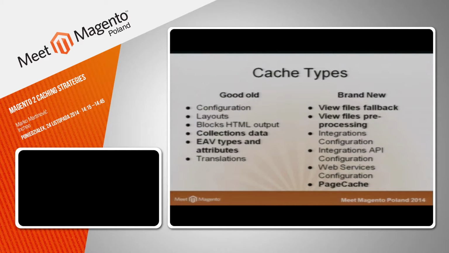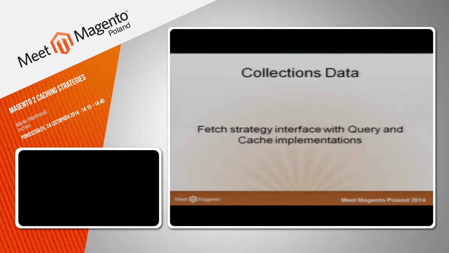So let's proceed to collections data cache. The collections data cache exists in Magento 1. It's there implemented as a part of the Varien DB collection class. Now in Magento 2, with all this abstraction, we have a fetch strategy interface, and the actual loading of data for a collection in Magento 2 is delegated to this interface, which then transparently returns results using either query or cache implementations.